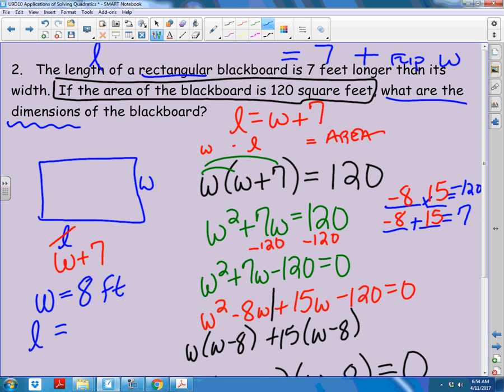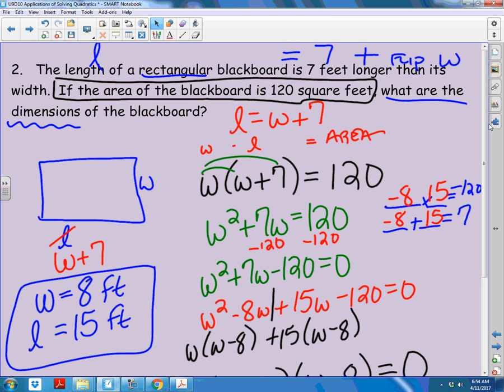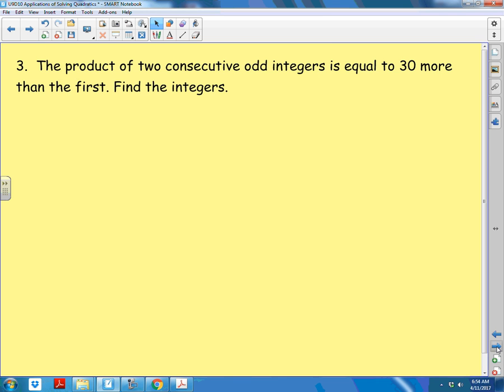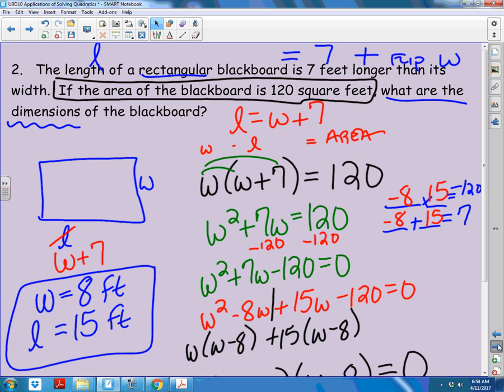And if you'll remember, the length is the width plus 7. That makes our length 15 feet. Make sure you're answering the questions, please, guys. Make sure at the end of the day you do all this work and actually answer the question that's asked. Let's try one more.